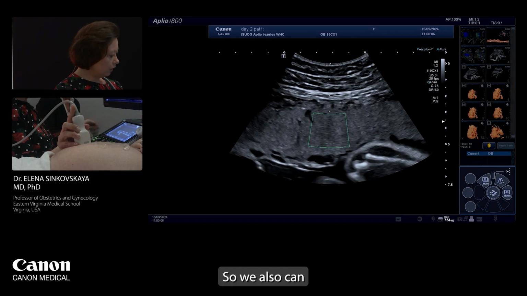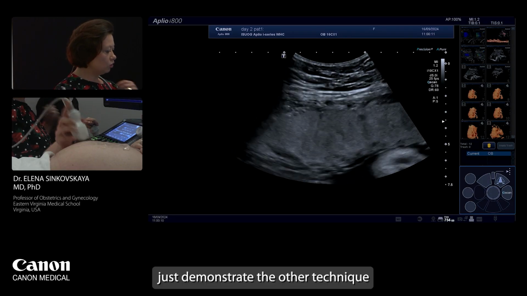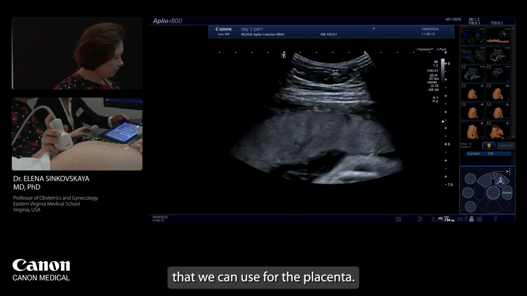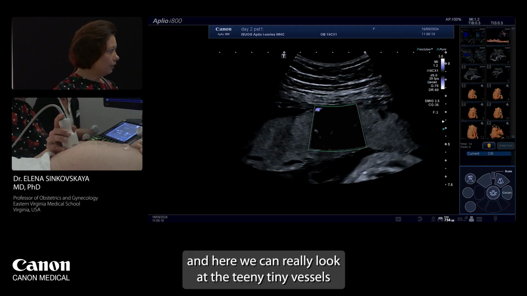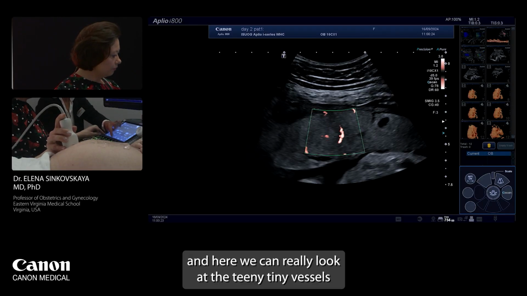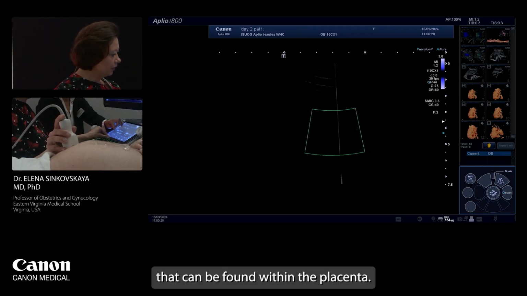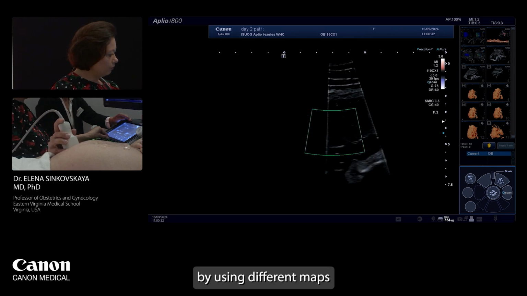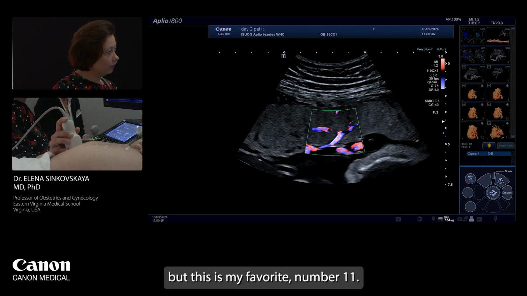So we also can, it's okay, just to demonstrate the other technique that we can use for the placenta. This is the vasculature, and here we can really look at the teeny tiny vessels that can be found within the placenta. And here we can really optimize our image by using different maps, and I will demonstrate them to you, but this is my favorite, number 11.